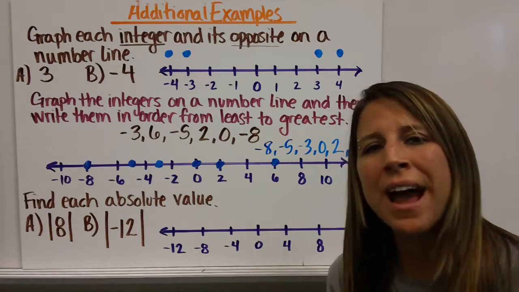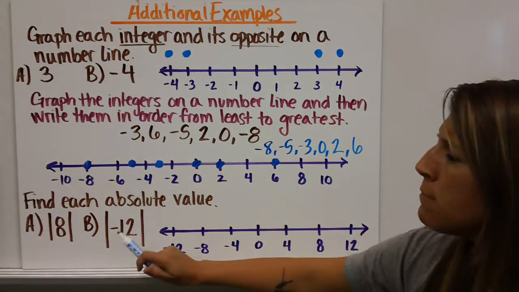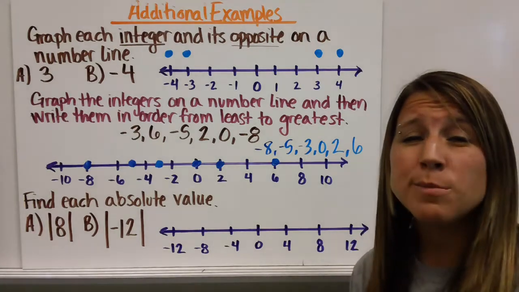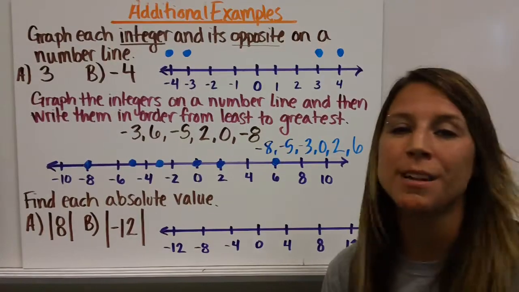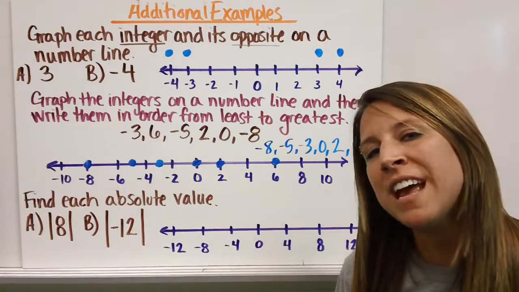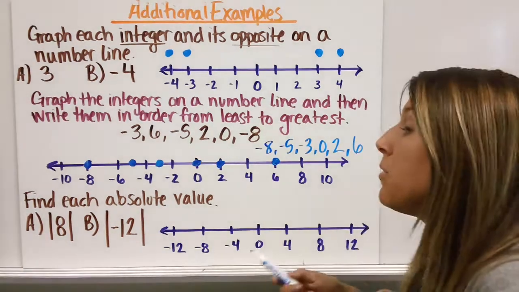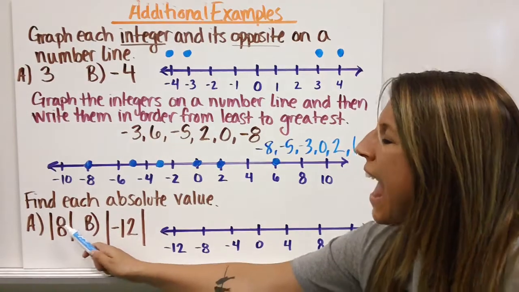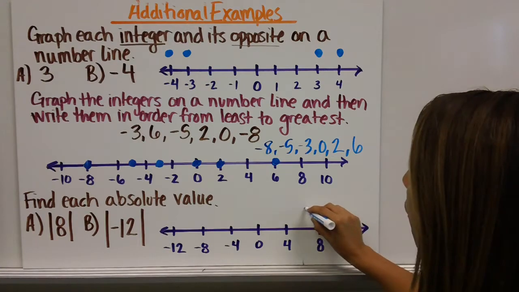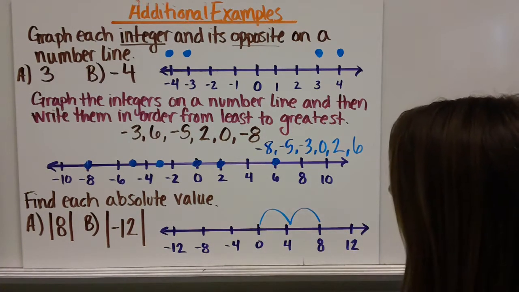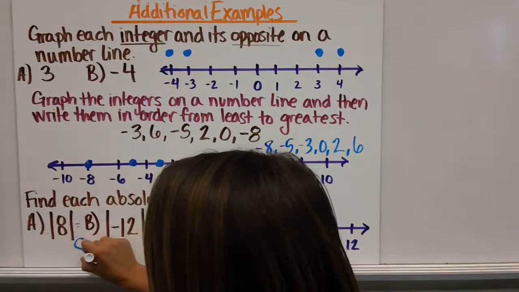Lastly, we are asked to find each absolute value. I'm looking for the absolute value of 8 and the absolute value of -12. Remember, the absolute value is the distance a number is from 0. Again, my number line is spaced a little bit differently, but that's so I could get all the numbers to fit. And like I said, you can zoom out on the number line so you can get all the numbers that you need. So if I'm looking for the distance that 8 is from 0, I can look at it on a number line and say, that's 4 plus 4 is 8 spaces from 0. So the absolute value of 8 is 8.